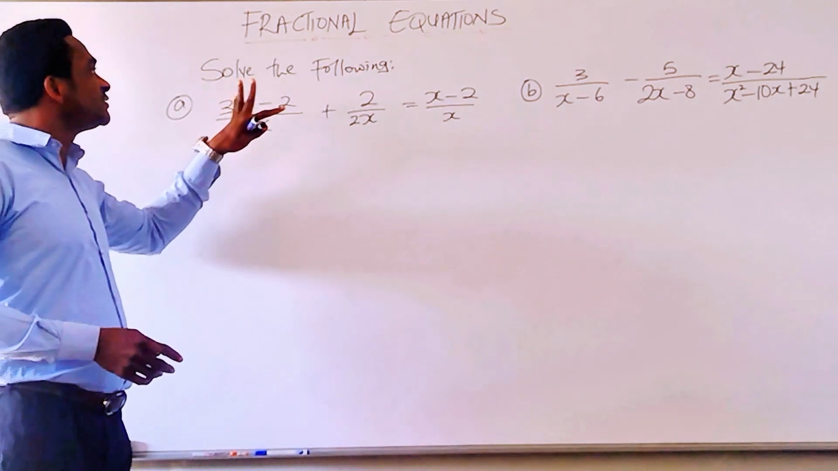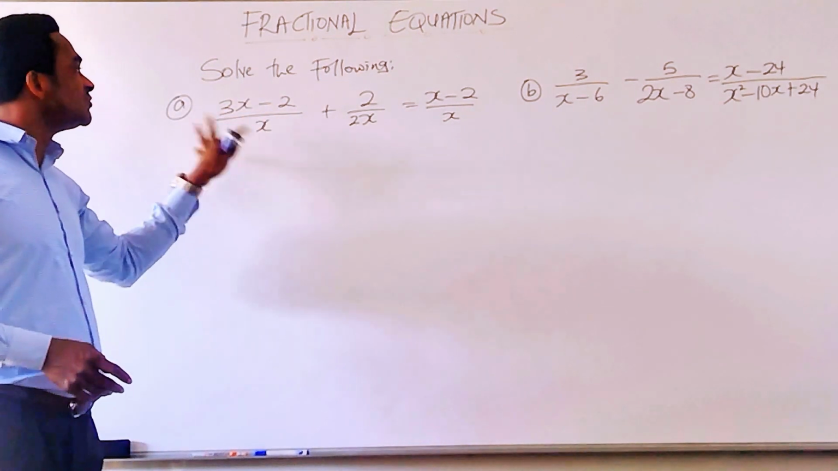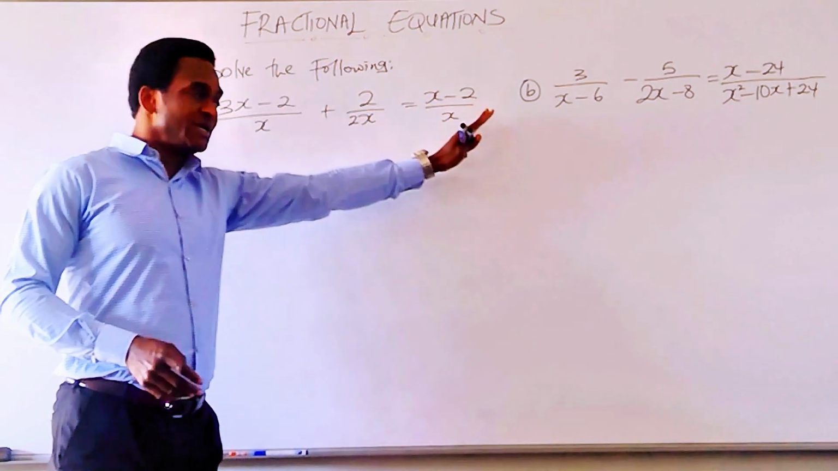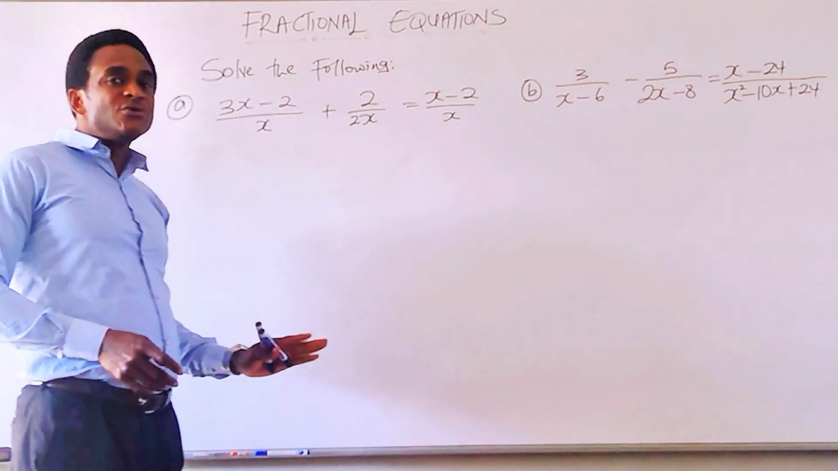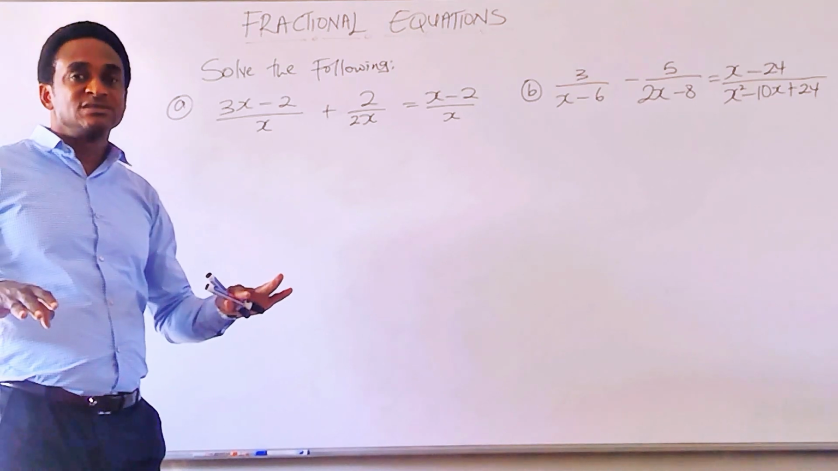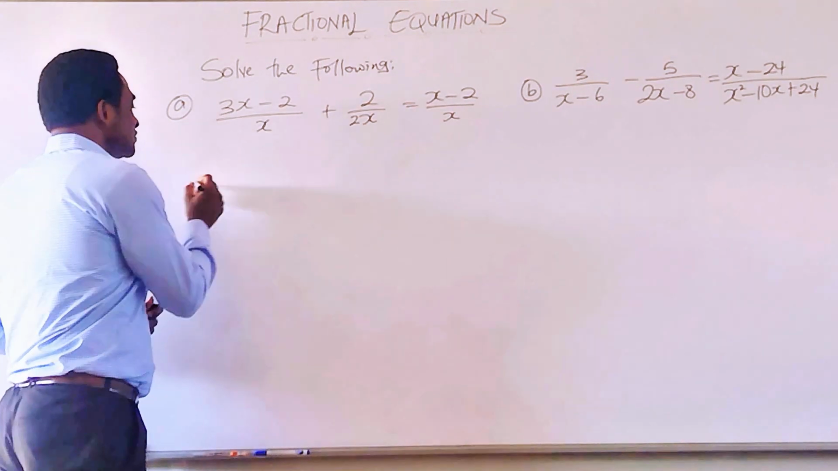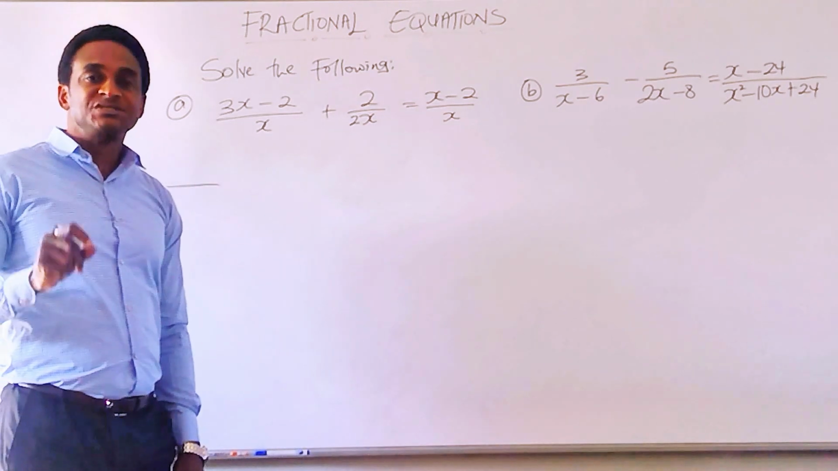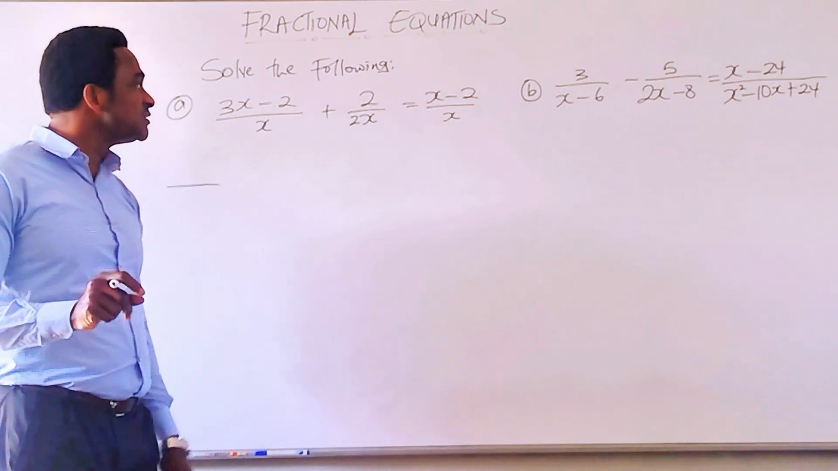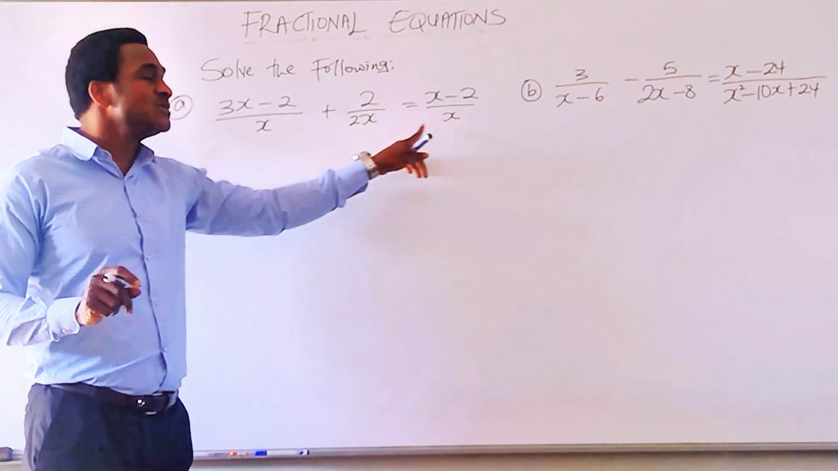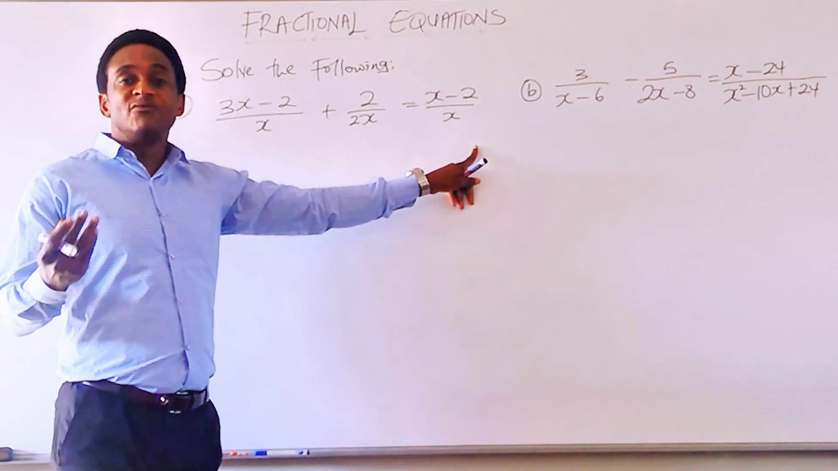The first one says solve this equation, 3x minus 2 over x, up till here. So what we do first, the same approach applies here. The first thing, we look for an LCD. The lowest common denominator is that number that all the denominators can divide, that number or variable.